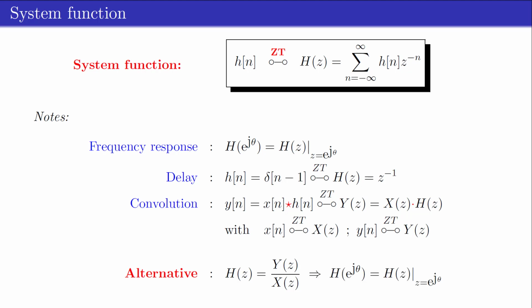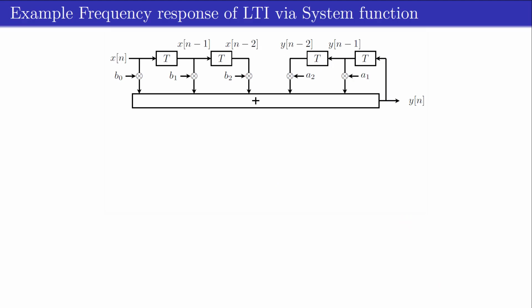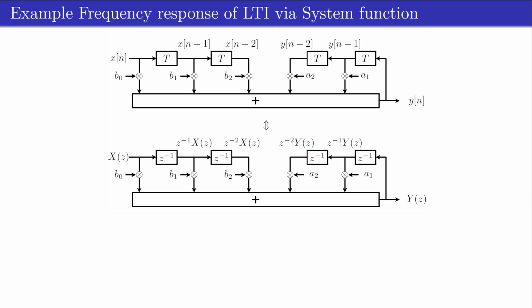Evaluating this function around the unit circle leads to an alternative way to find the frequency response H(e^{jθ}) of an LTI system. An example is given on the next slide. As a first step, we describe the signal flow graph in the Z domain. That is, we replace the time domain sequences x[n] and y[n] by their Z-transforms X(z) and Y(z) respectively, and we use the symbol z^{-1} to represent a delay.